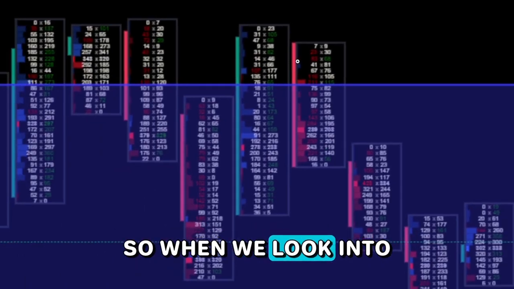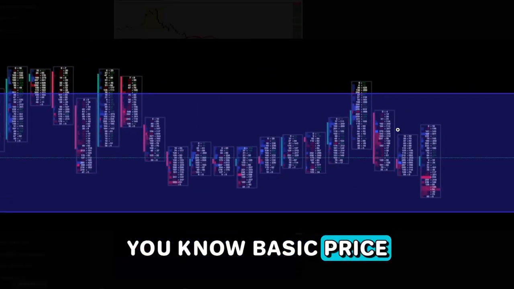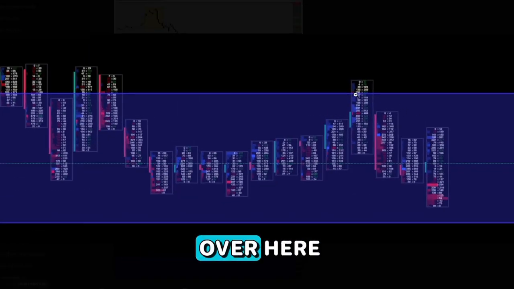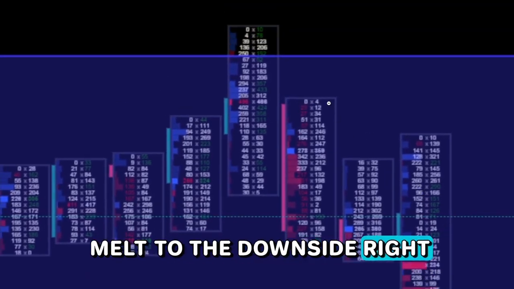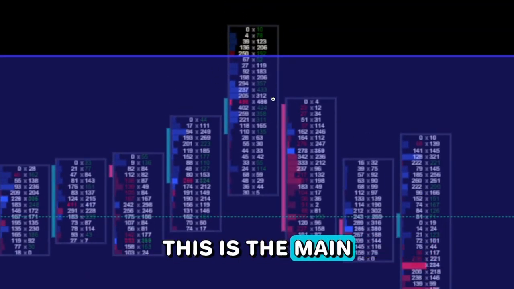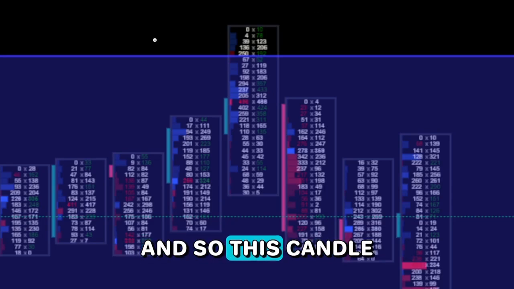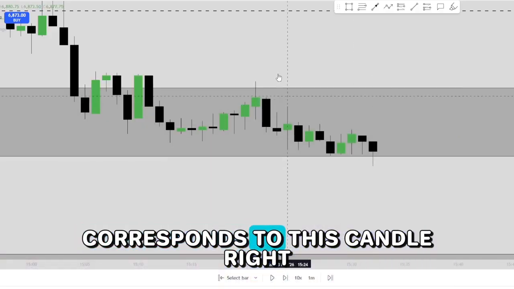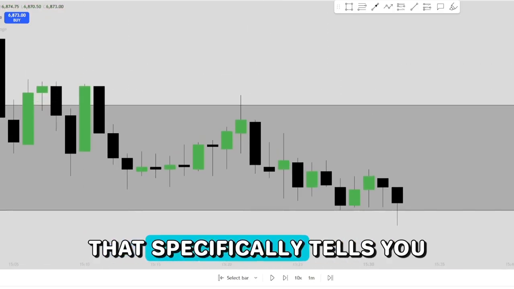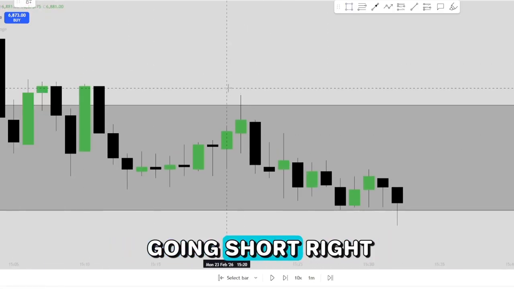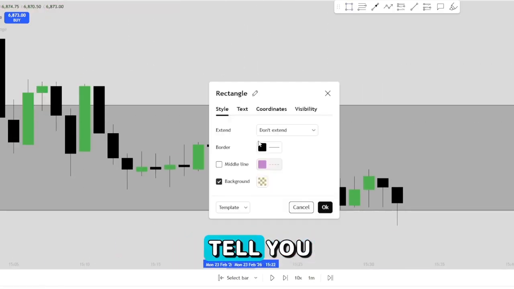So when we look into basic price action, I'm going to focus on this wick over here, this price action as we start to melt to the downside. This is the main candle I want you to focus on. This candle corresponds to this candle. So what do you see over here that specifically tells you that you want to be going short? What does this candle tell you?